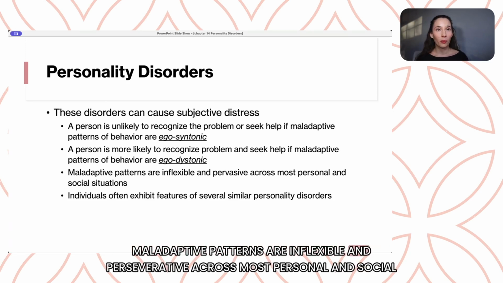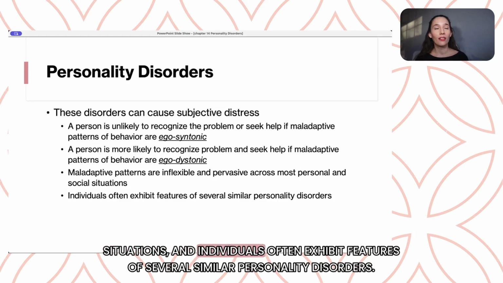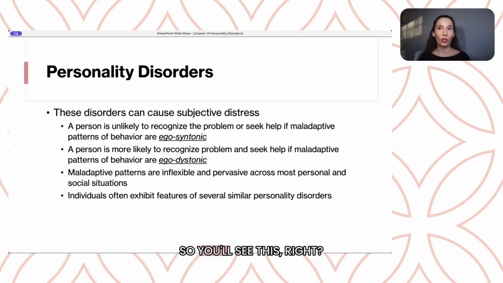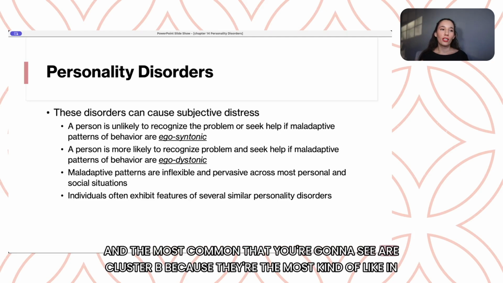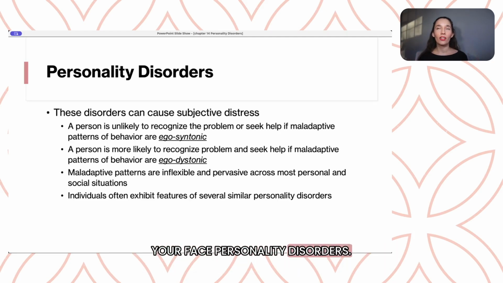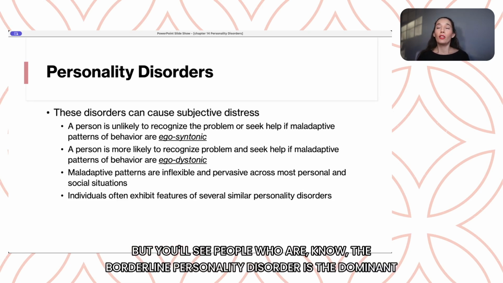Maladaptive patterns are inflexible and perseverative across most personal and social situations, and individuals often exhibit features of several similar personality disorders. So you'll see this, right? And the most common that you're going to see are cluster B, because they're the most in your face personality disorders. But you'll see people who are, borderline personality disorder is the dominant one.